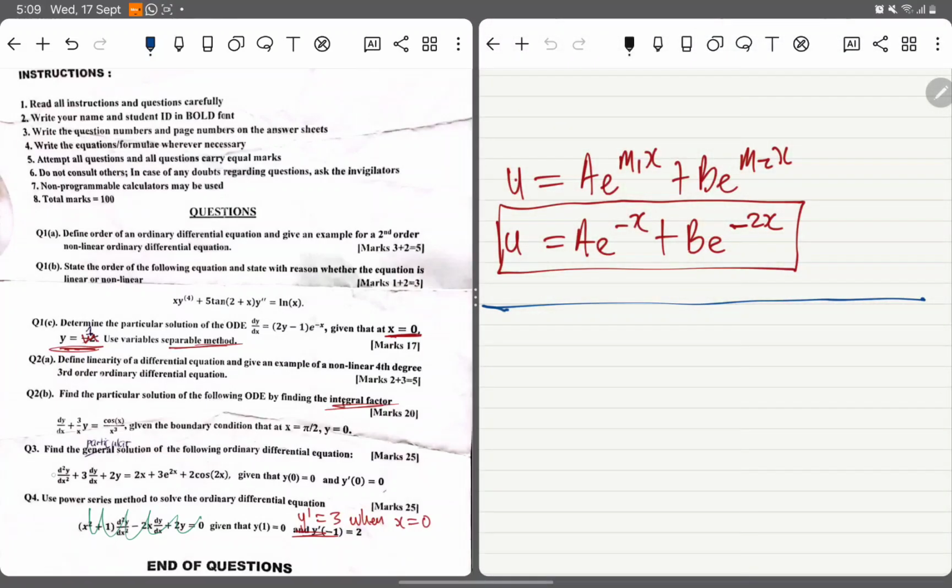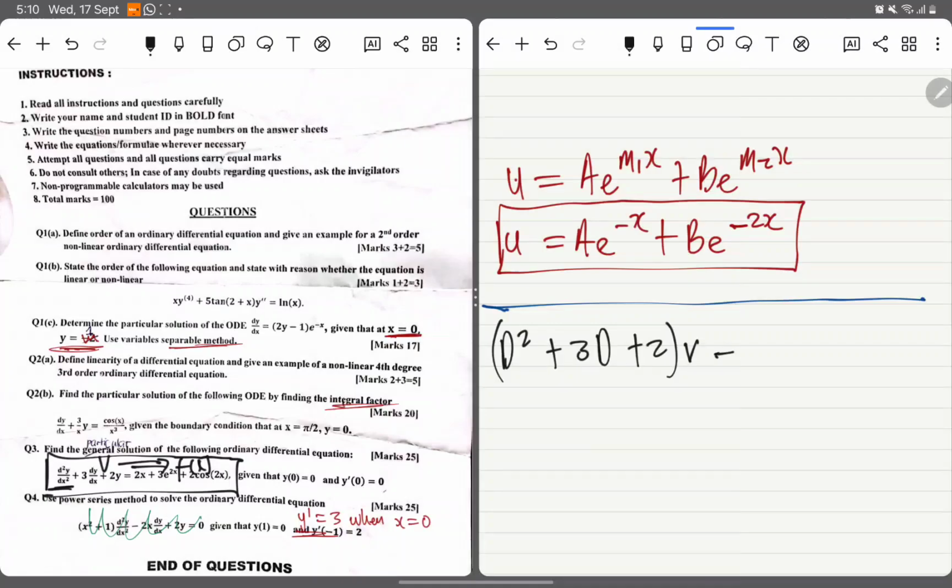For u, we just looked at this and made it equal to 0. For v, you are going to take this same thing, but now make the right side f of x, because f of x is what gives the v. So you write d squared plus 3d plus 2, and outside you put v, because here we have the second derivative plus 3d plus everything. Then you make it equal to whatever is on this other side.